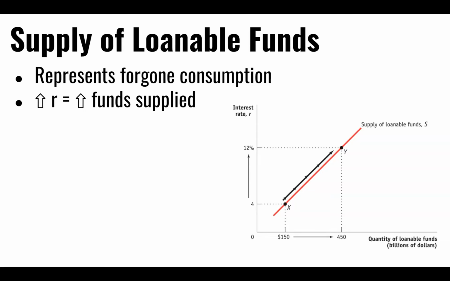The lower the interest rate, the greater the opportunity cost of lending the money out, because I could be using it for my own purposes rather than letting you borrow it. So we see an upward sloping curve for the supply of loanable funds. The higher the interest rate, the greater the quantity of loanable funds available.